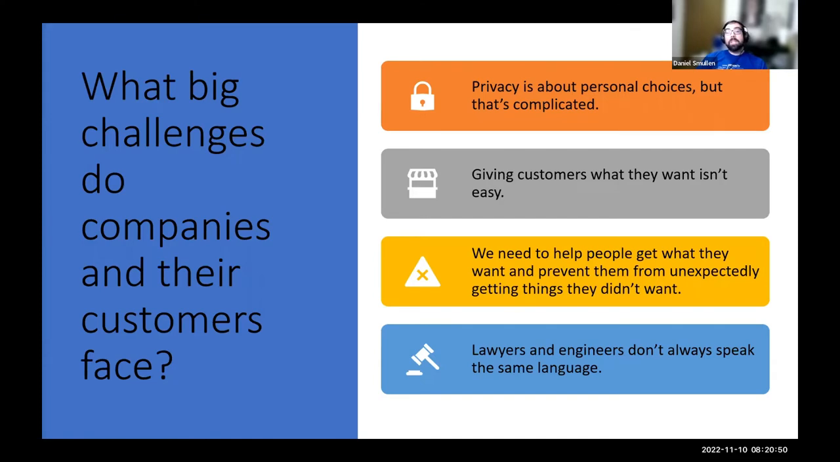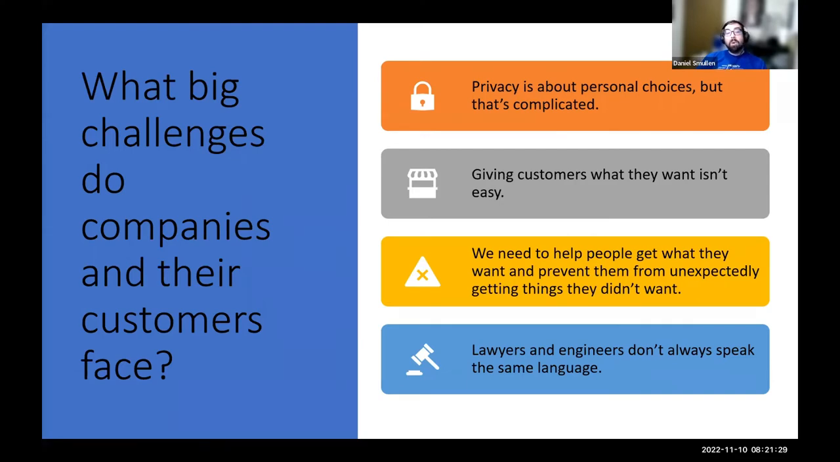Fundamentally, the big challenges are in these four buckets. First, privacy is about personal choices, but that's really complicated, and we'll delve into that a bit more. Second, giving customers what they want is not easy. It's never, ever trivial. It's never, ever straightforward and obvious. The third is that we need to actually help people, customers, but also sometimes people that work at companies, get what they want and prevent them from unexpectedly getting things they didn't want. That's really central to that whole trust thing, right? People aren't going to trust you if you surprise them in ways that they don't like. You can surprise them in ways that they do like, but that's also kind of challenging.